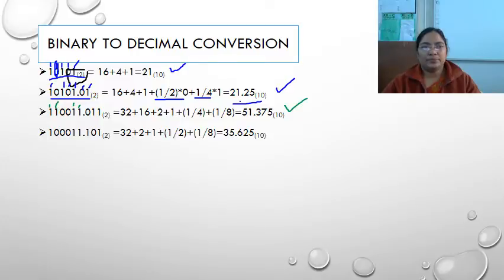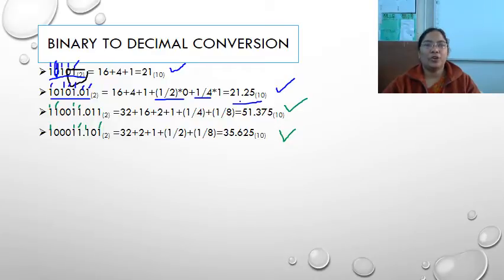One more example. 10001.101 base 2. How much did you get? 1's place, 2's place, 4's place, 8's place, 16's place, 32's place. So only 32's place. 32 plus 2 plus 1 plus 1 by 2 plus 1 by 8. How much is it? 35.625. Is there any doubt here?